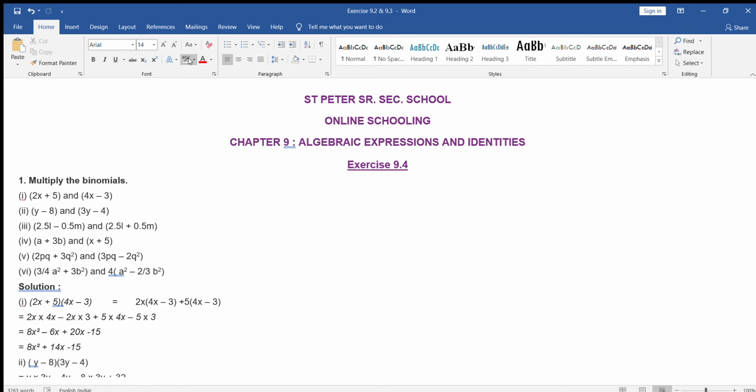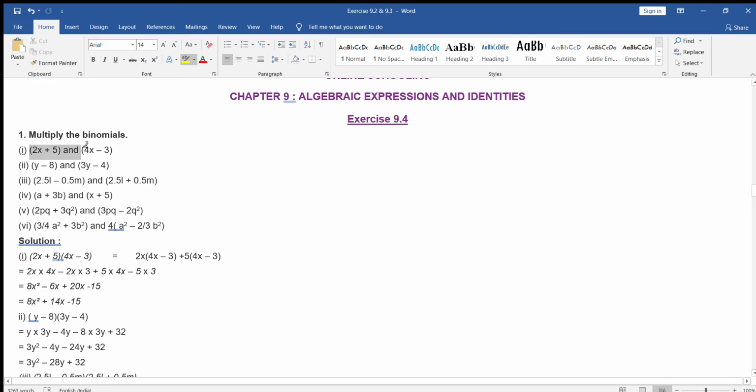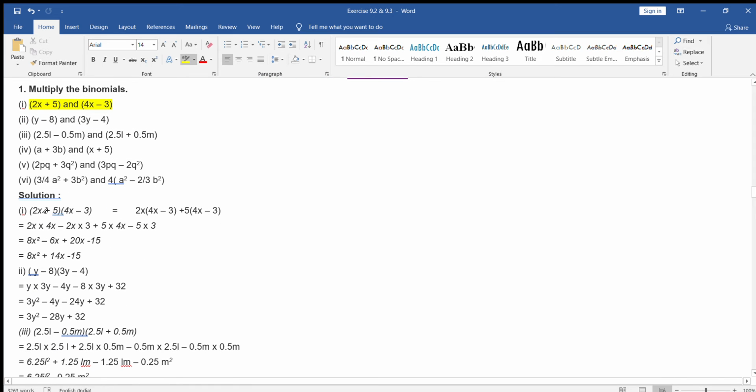Just see the first question of our exercise, that is, we need to multiply the binomials. The question can be in any form: multiply the binomials, find the product of, simplification. So just see our first question. We have to multiply 2x plus 5 with 4x minus 3. Just see how we will write it. Our question was 2x plus 5 and 4x minus 3.